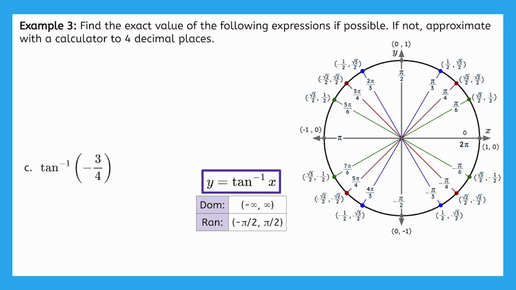For the third expression, we use a calculator since -3/4 is not the tangent of any of our special angles, and we get approximately -0.6435.